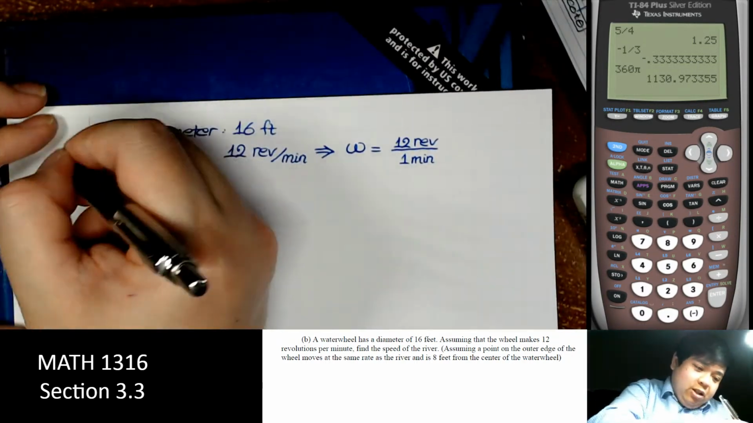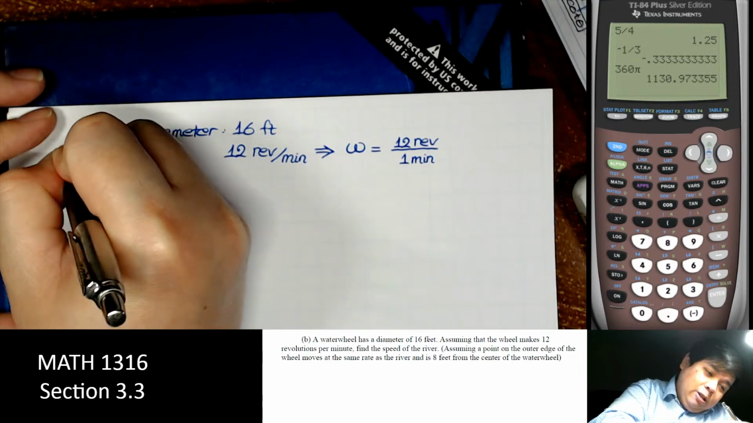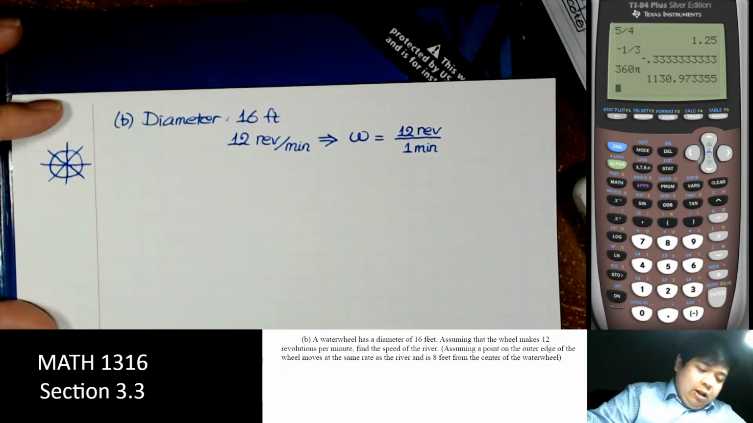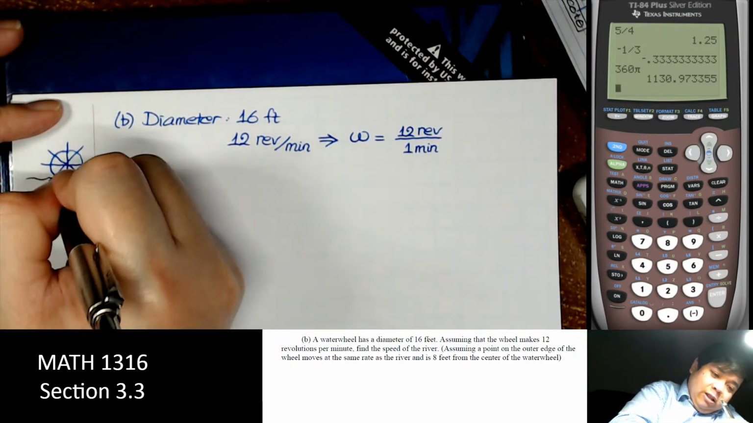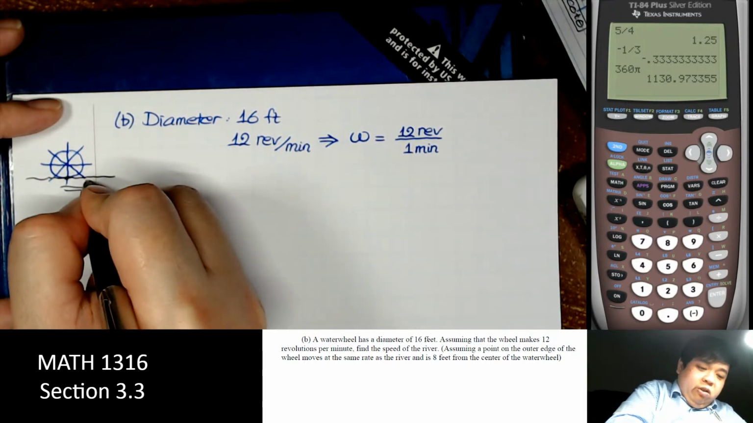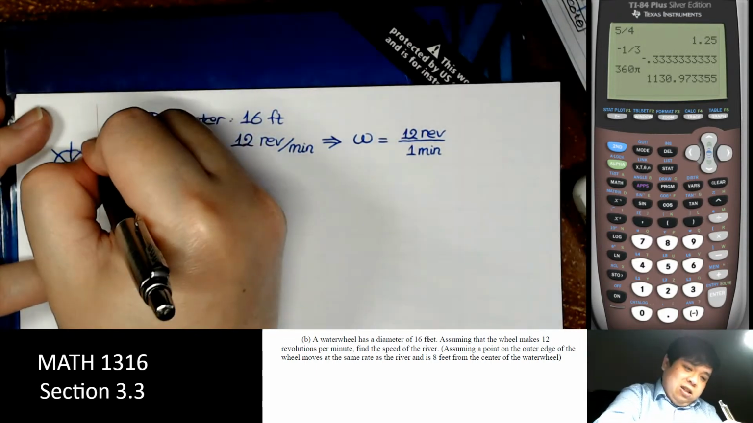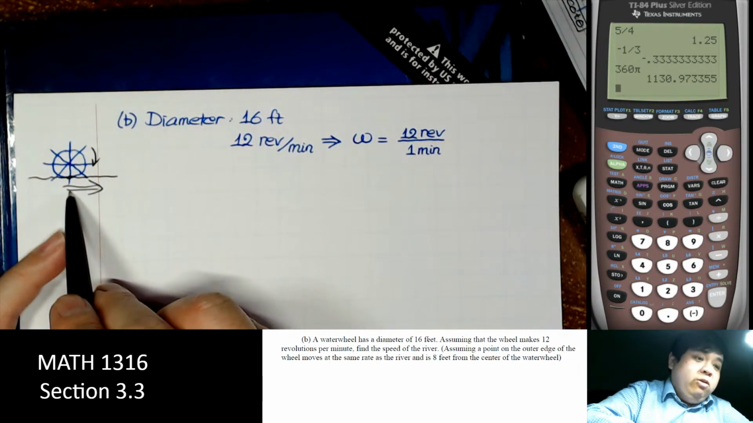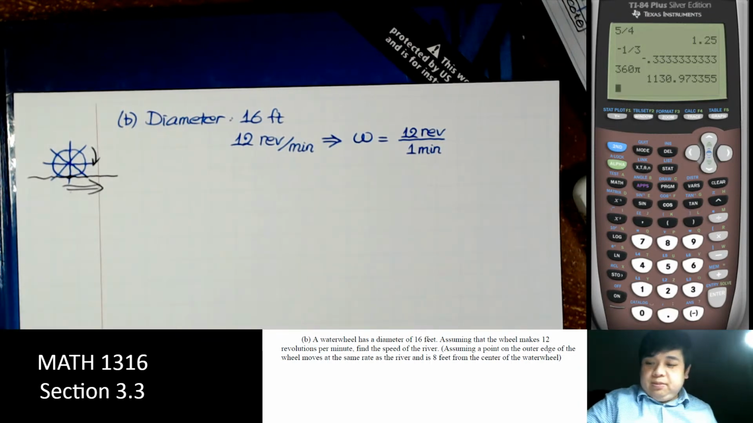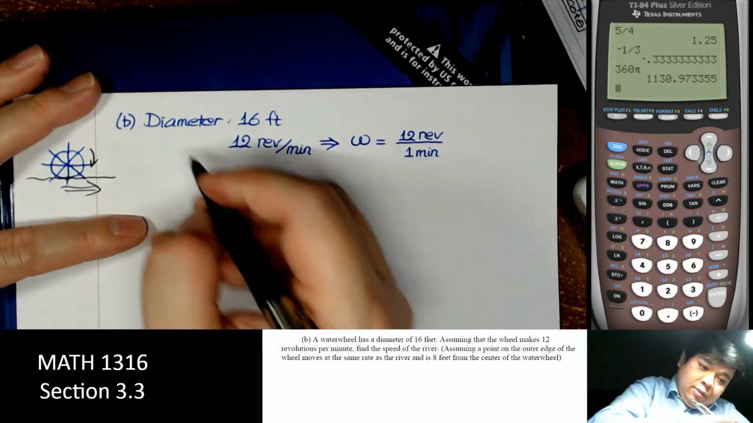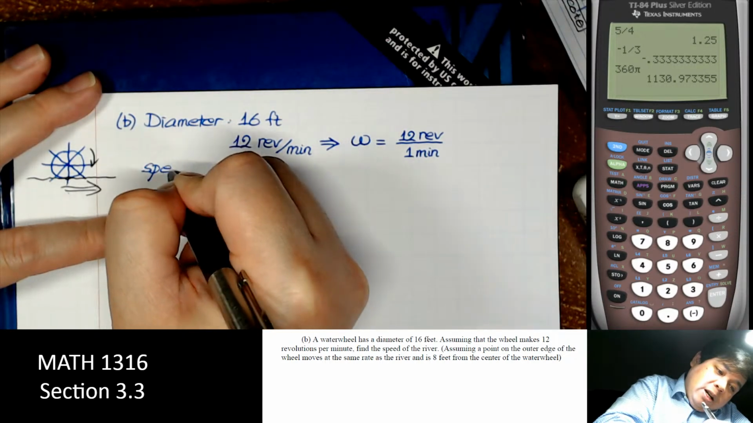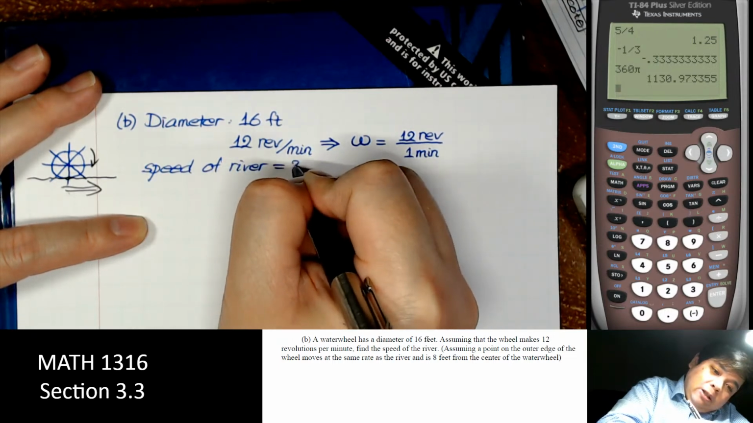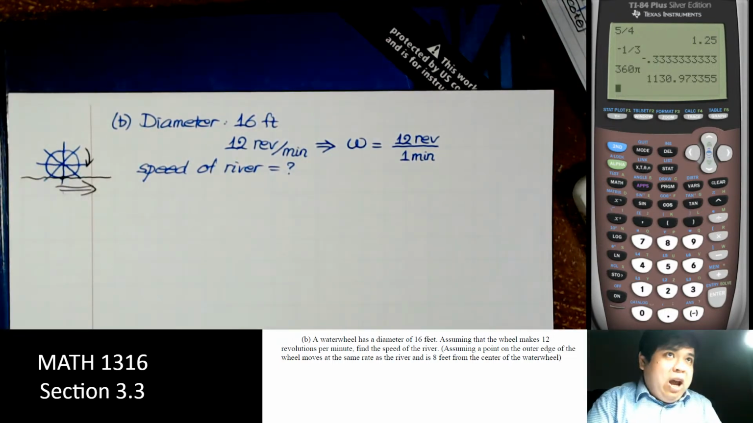So what we have is the water wheel in the river, kind of right at the edge. As the river flows, the wheel turns, 12 revolutions per minute. The question is, find the speed of the river that causes the wheel to turn. So that's what we have for the problem.